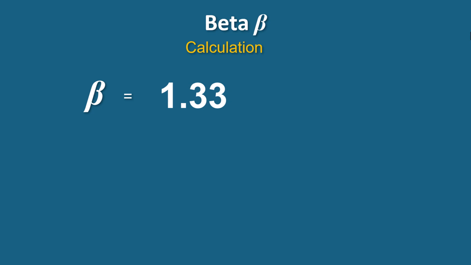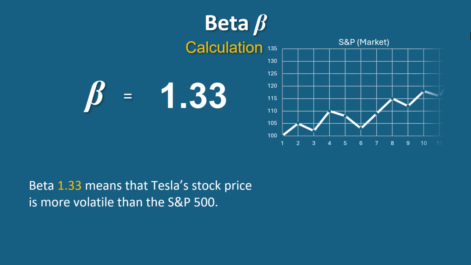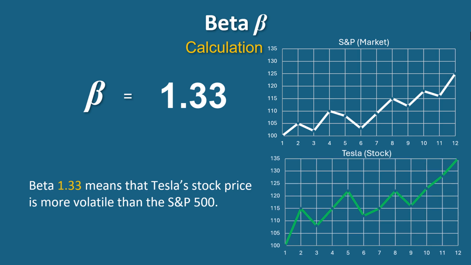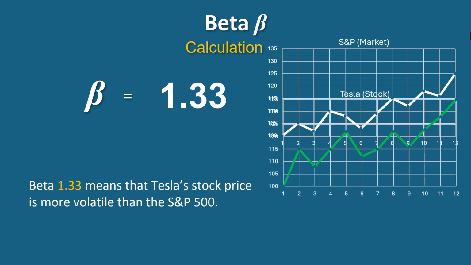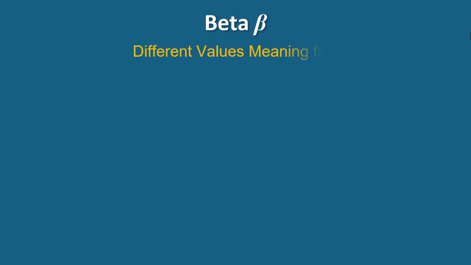Now, let's understand what this value means. A beta of 1.33 means that Tesla's stock is more volatile than the S&P 500. When we combine both graphs, you can see that the Tesla line moves faster and has more variation than the S&P 500 line. Now, how should you make decisions by looking at beta?